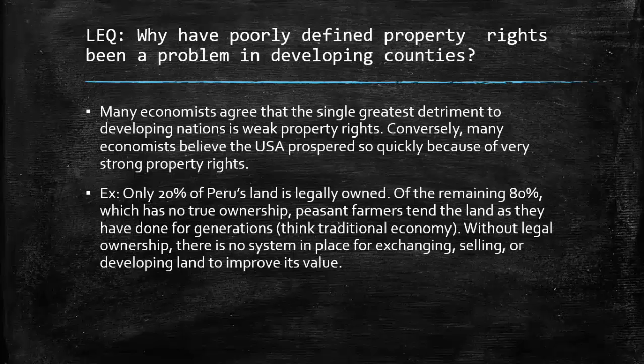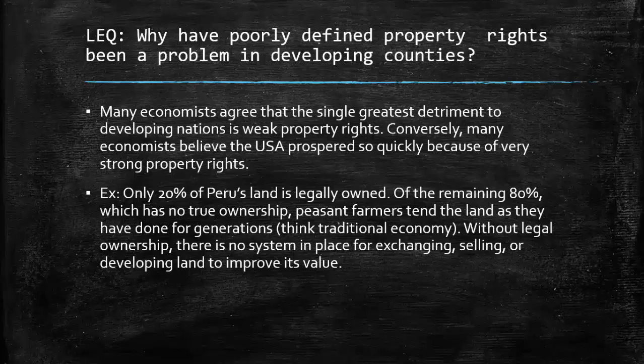If you were born and raised in America or any other developed country, we're ignorant of that. Like, that just makes sense. We wouldn't know it any other way. But contrast it with this. Only 20% of Peru's land is legally owned. That is, the Peruvian government actually assigns ownership to land. Of the remaining 80%, that's crazy, 80%, there is no true ownership.